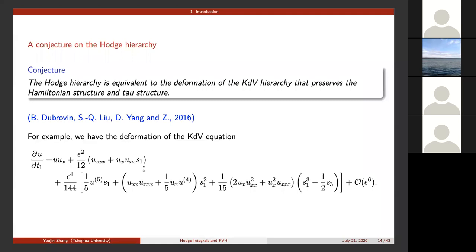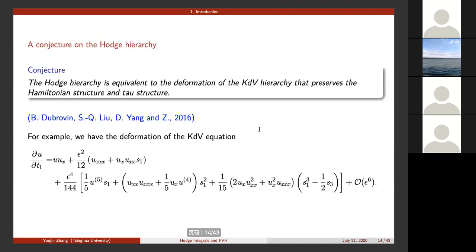has a certain universality property, meaning that if we consider all possible deformations of the KdV hierarchy so that the deformed integrable hierarchy is still integrable and is a Hamiltonian system, each flow is a Hamiltonian system, and also we require that the deformed integrable hierarchy has a tau function, then we obtain the deformation given by the Hodge integrals. So this integrable hierarchy, which controls the Hodge integrals, gives all possible deformations of the KdV hierarchy that preserve the integrability condition, the Hamiltonian property, and also the tau function. This is still a conjecture. We do not have a method now to prove it.